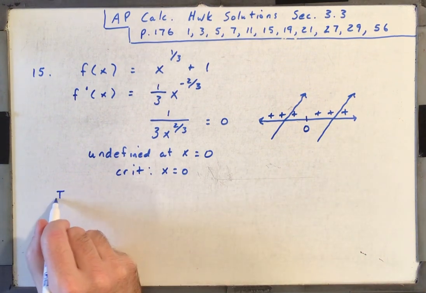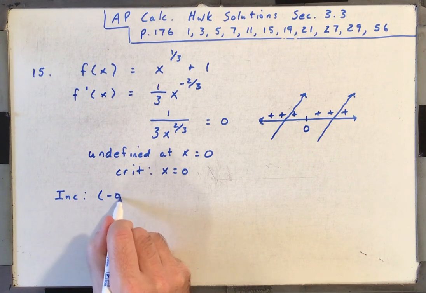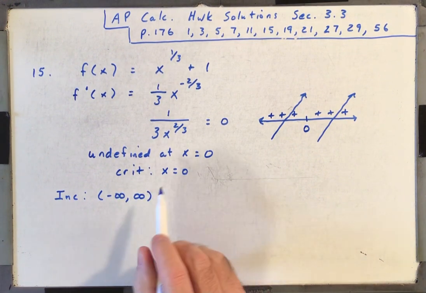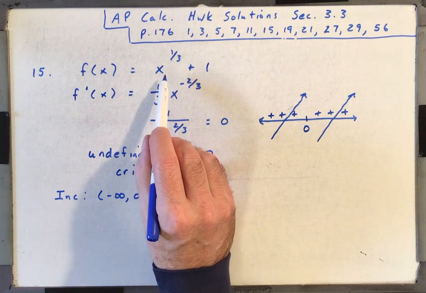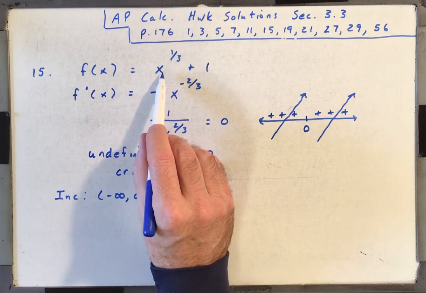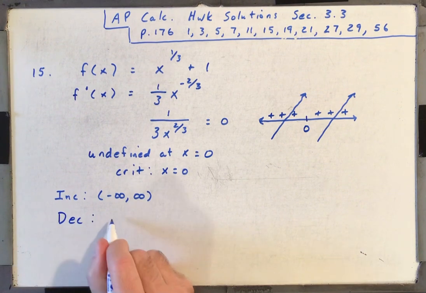So we are increasing from -infinity to infinity. Sometimes you can't put -infinity to infinity, but there's no asymptote here. If you were to graph this, at 0 it's vertical there. We are decreasing never.